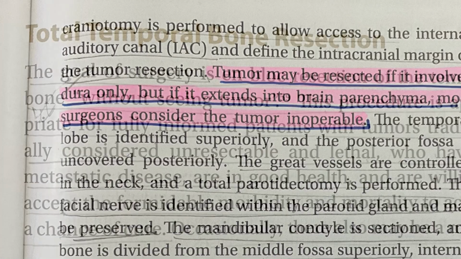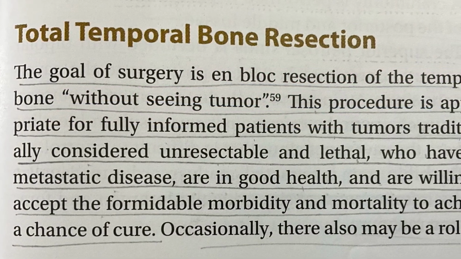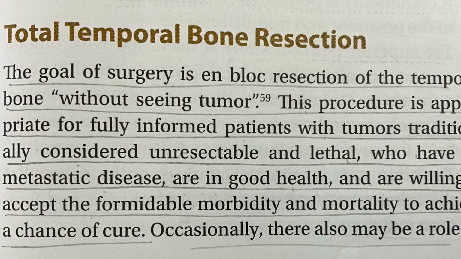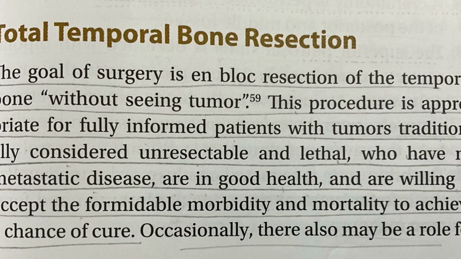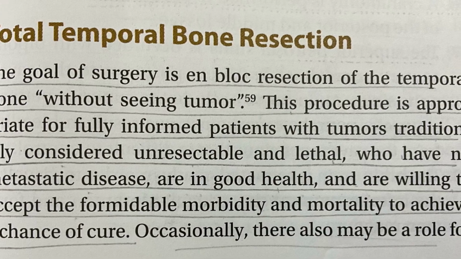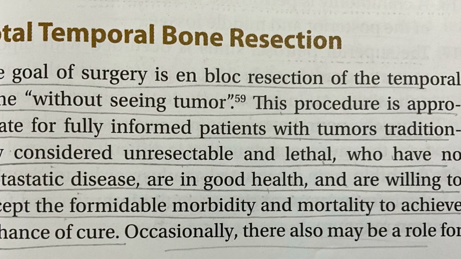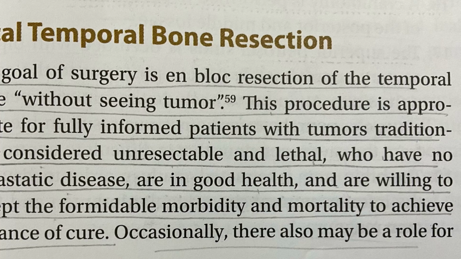For T4 tumors that are resectable, total temporal bone resection is the procedure of choice. These are advanced malignancies that invade critical areas, such as the petrous apex or dura, but have not yet crossed into unresectable territory. The contraindications include extension into areas like the cavernous sinus or brainstem, where surgery would be too high risk or technically unfeasible.